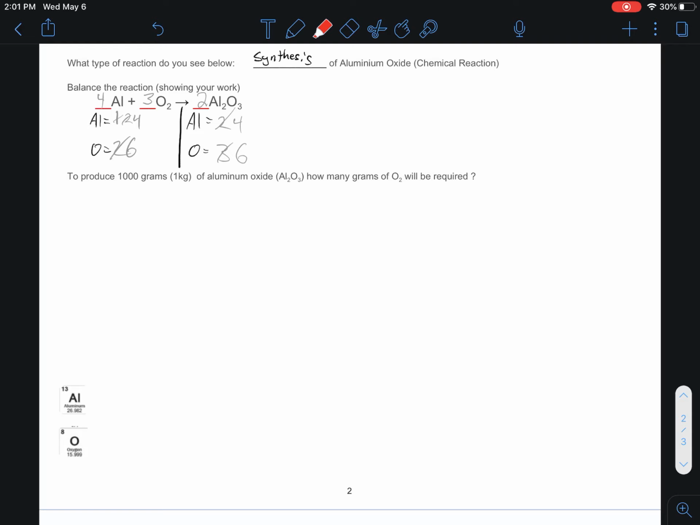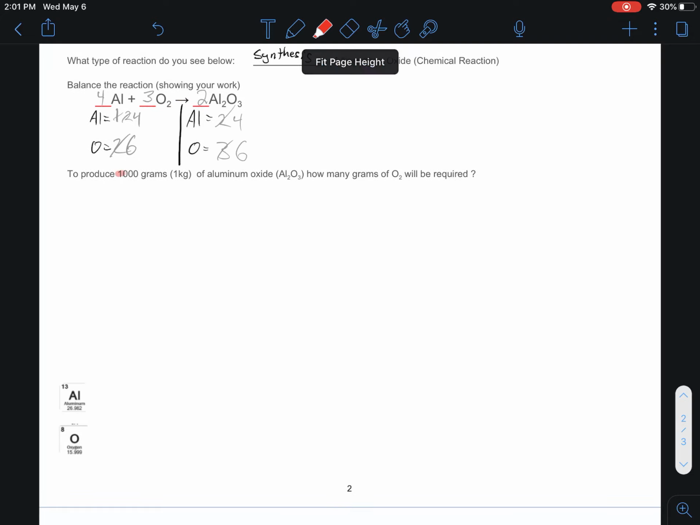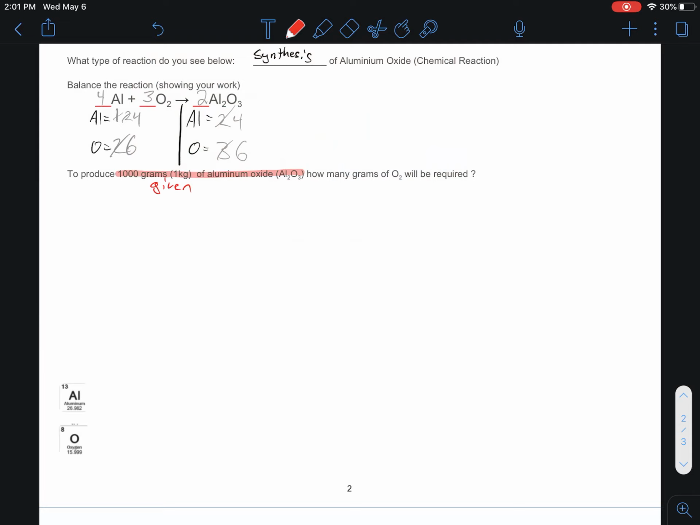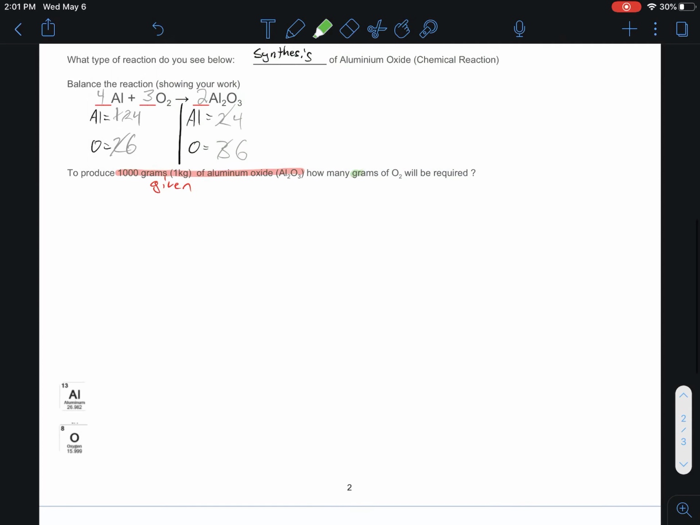Next, take a moment to read that. Highlight and underline your given. Highlight and underline the thing you're trying to solve for and label those. Assuming you did that, hopefully you did: 1,000 grams of aluminum oxide. That is your given. How many grams of O2 will be required? That is what you're solving for, grams of O2. They are both grams. They are both mass.